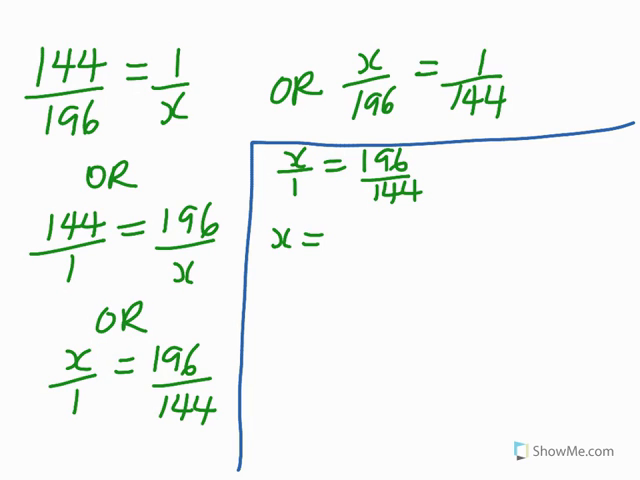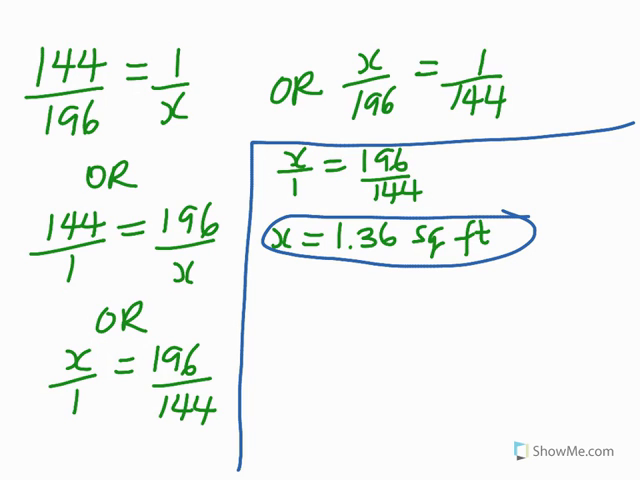That will give us 1.3611111111. But we have to round it to 3 significant digits. So that will give us 1.36. And we do not forget to write our unit. So it's going to be 1.36 square feet. And that becomes our answer.